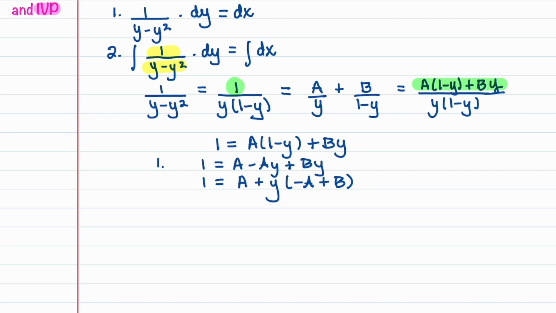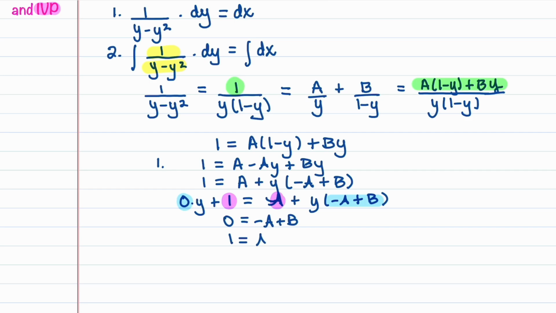Right where we are now is where students typically stumble. What I always tell my students to do is on the left-hand side, rewrite it as 0 times y plus 1. And then on the right-hand side, everything stays the same. Now we can set 0 equal to minus a plus b, and we can set 1 equal to a. Let's do that. We have 0 is minus a plus b, and 1 is equal to a.